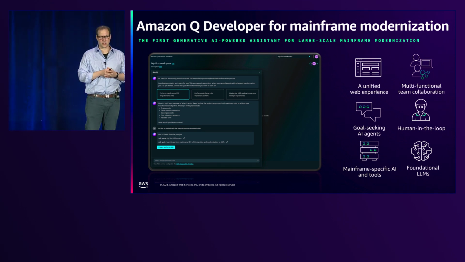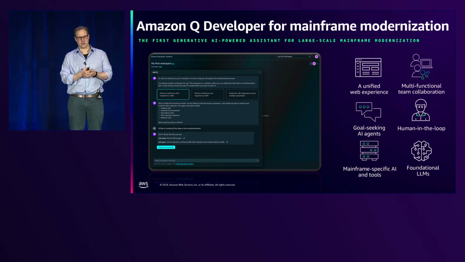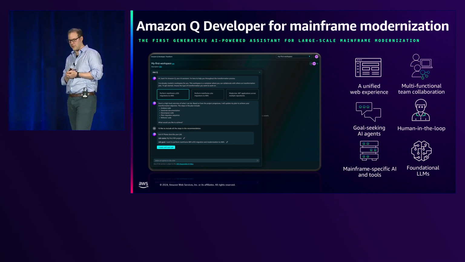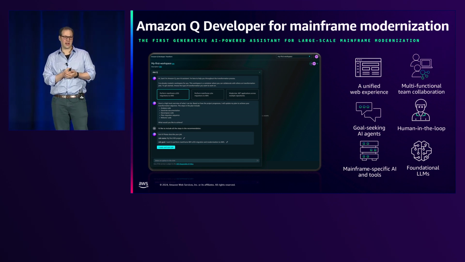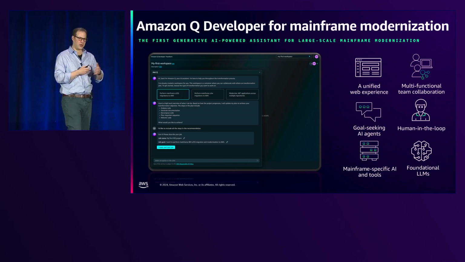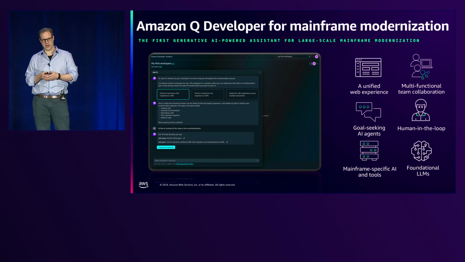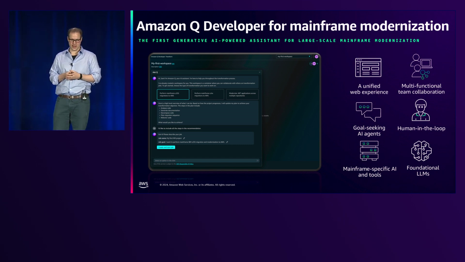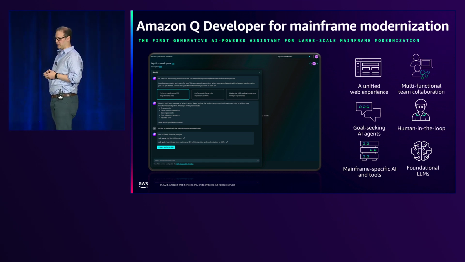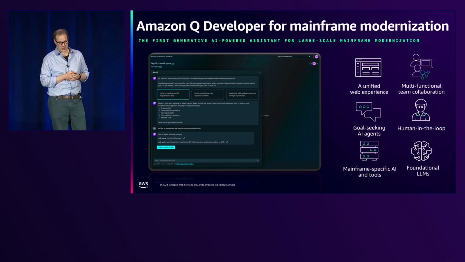Of course, Q takes advantage of the latest foundational generative AI models, but the AI tools that are used are mainframe specific. We combined not only generative AI, but also mainframe specific AI tools, taking advantage of neural networks and automated reasoning, and mainframe specific tools for code analysis.